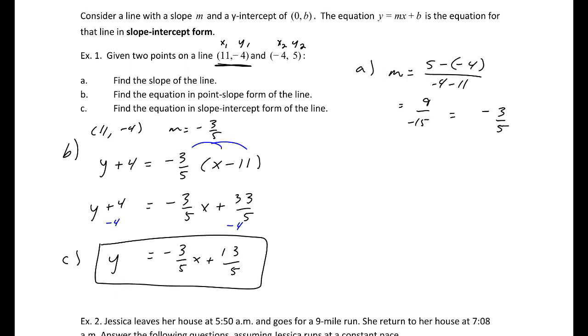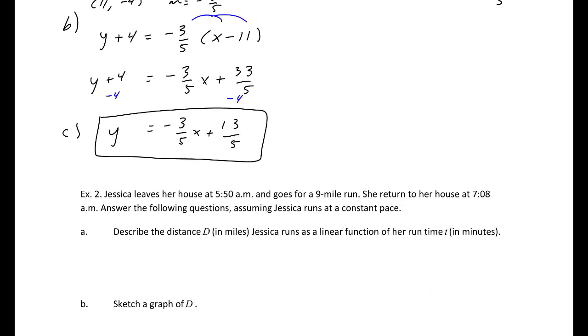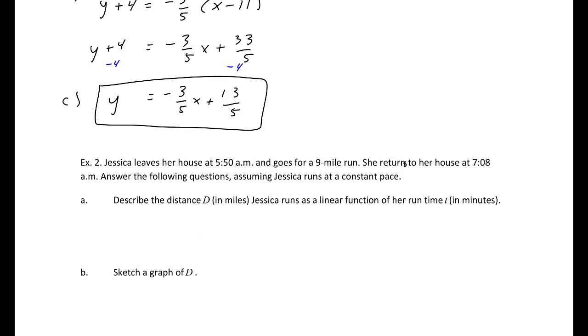Okay. Example 2. Jessica leaves her house at 5:50 a.m. and goes for a 9-mile run. She returns to her house at 7:08 a.m. Answer the following questions, assuming Jessica runs at a constant pace. So first, describe the distance in miles she runs as a linear function of her time. So we actually want an equation that is d of t equals something in terms of t.